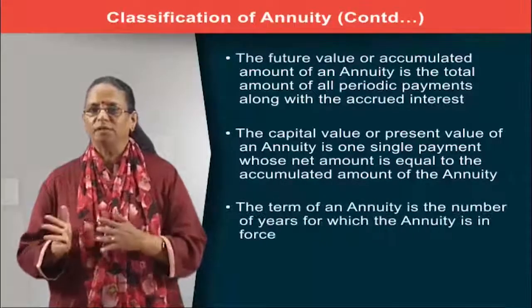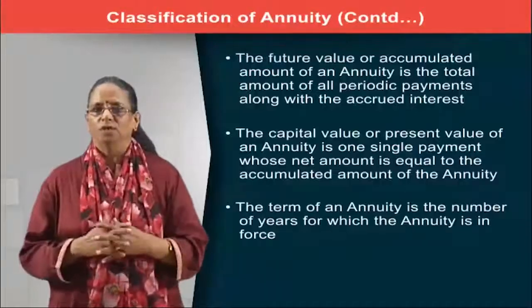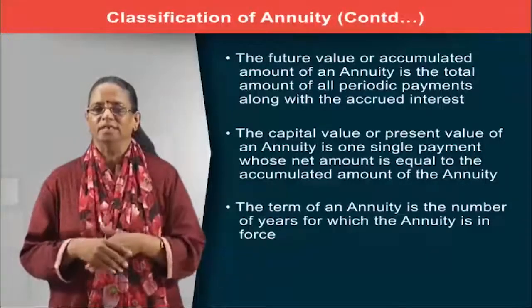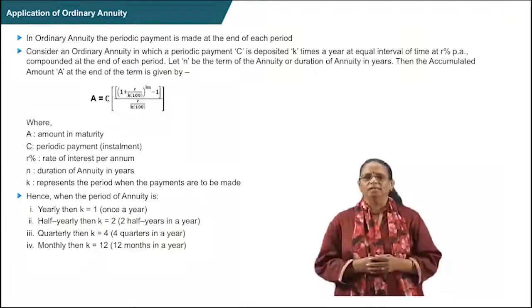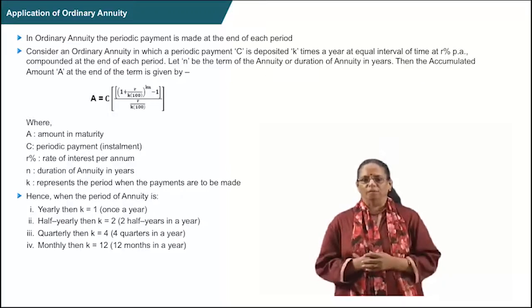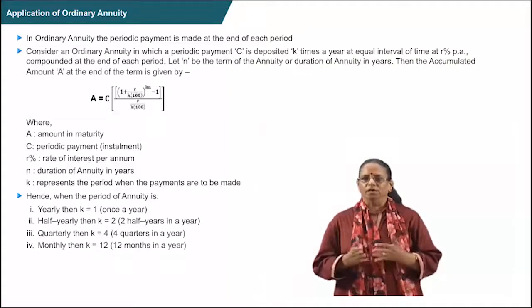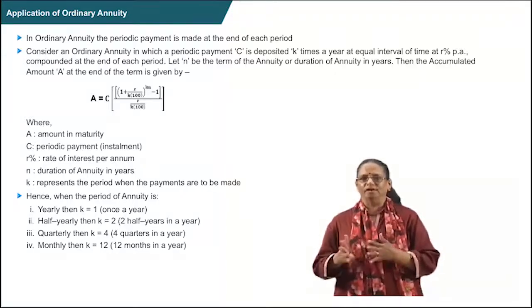The term of an annuity is the number of years for which the annuity is in force. So we need to understand all these concepts as far as annuity is concerned. Now we look at the application of ordinary annuity with the help of the formula. We know that in ordinary annuity, periodic payment is made at the end of each period.